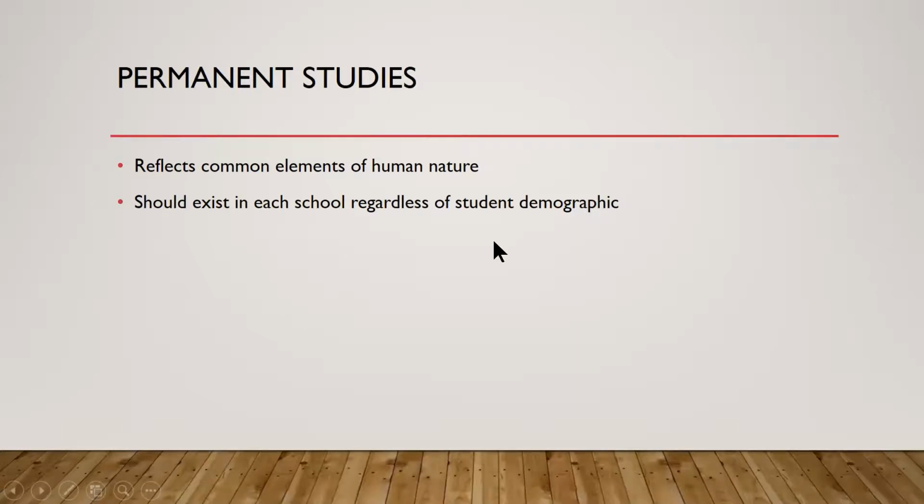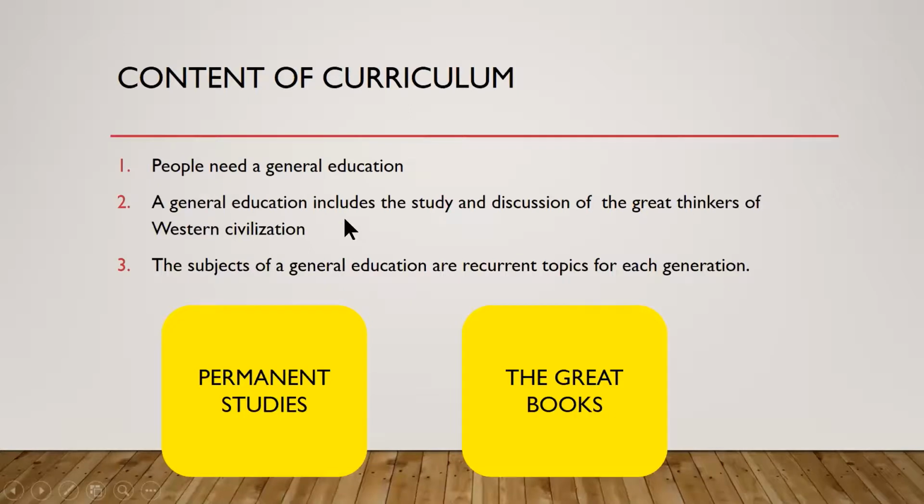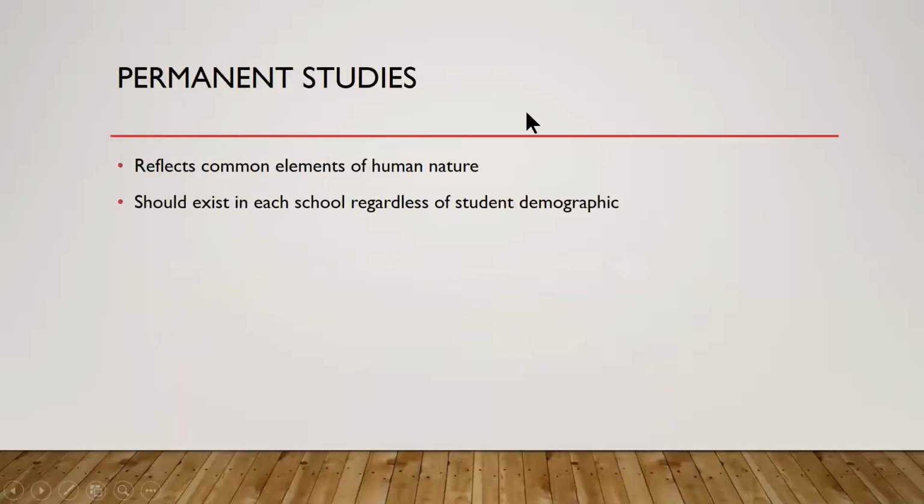So this connects with the idea of, if we go back to the last slide, a general education includes the study and discussion of the great thinkers of Western civilization, which connects with the idea that perennialism is trying to integrate the ideas of Western civilization, or what was considered the dominant civilization, into its students using these permanent studies and the great books. The idea of permanent studies was to ensure that education was persistent across all walks of life and to really push the values and ideas of what is considered to be the dominant culture.